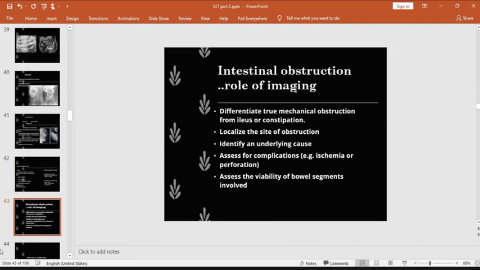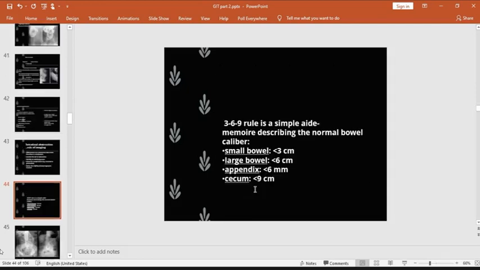So the role of imaging in intestinal obstruction, this is the important point. Number one, it differentiates between mechanical obstruction and ileus. Site of the obstruction. Identify the underlying causes, complications as a result of ischemia and perforation, and assess the viability of the bowel segment. So sometimes the patient comes to you with the findings of intestinal obstruction, and the doctor diagnoses the patient as having intestinal obstruction clinically, and it is a true diagnosis. But the role of imaging includes differentiating mechanical obstruction from ileus, localizing the site of the obstruction, identifying the causes of the obstruction, assessment of complications, and assessing the viability of the obstructed segment.